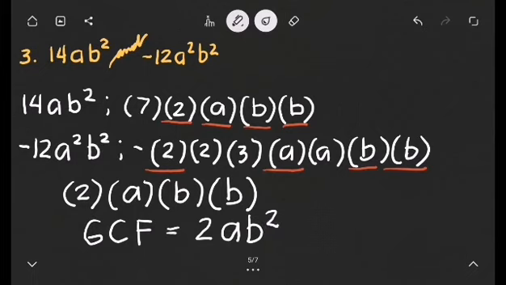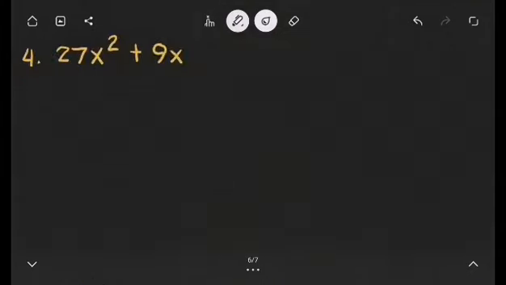Okay. So I hope ay malinaw sa inyo yung pagkuha ng GCF gamit ang listing method, kasi this will be useful sa mga susunod nating example. So this time we're going to factor the binomial applying the GCF or finding first their GCF.